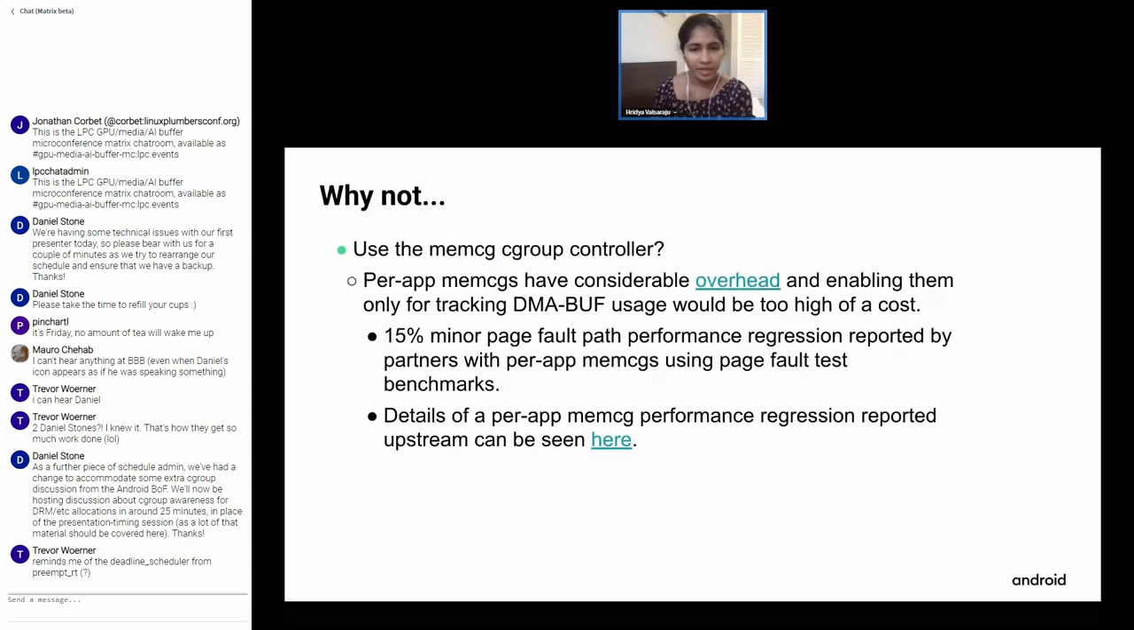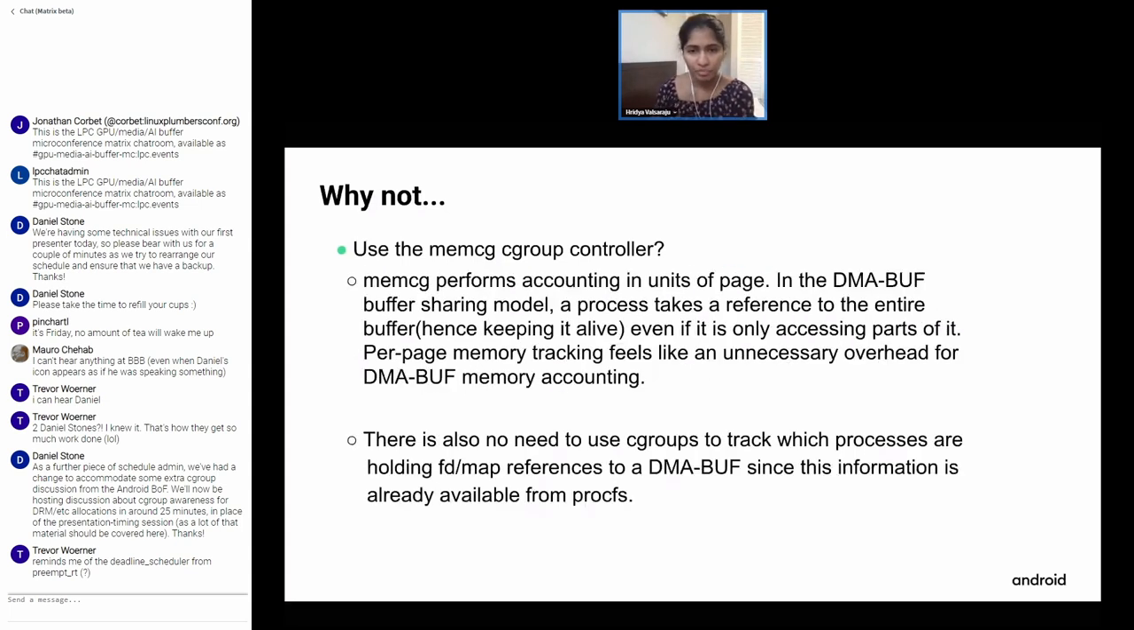Additionally, MemCG performs accounting in units of pages. As you know, in the DMA-BUF buffer sharing model, a process takes a reference to the entire buffer, hence keeping it alive even if it is only accessing parts of it. So the per-page memory tracking feels like an unnecessary overhead for DMA-BUF memory accounting.